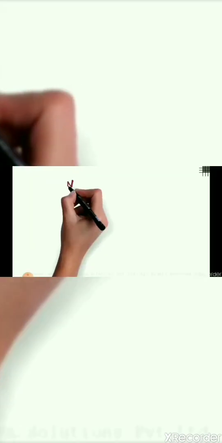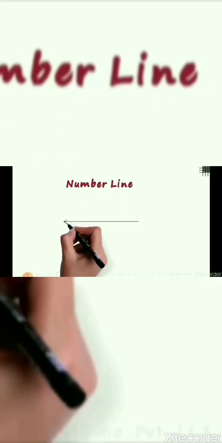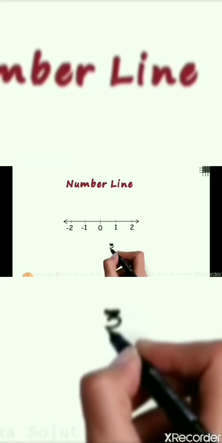We represent rational numbers on a number line. A number line looks something like this. The positive integers are represented towards the right of 0 and the negative integers are represented to the left of 0. The numbers increase when we move towards the right and decrease when we move towards the left. It's easy to plot integers, but how do we plot numbers like 3 by 4? Before we understand how to plot this, we need to understand a very crucial point.